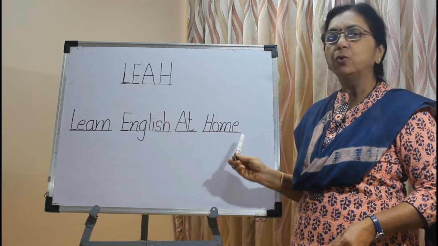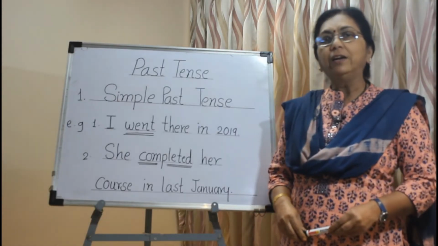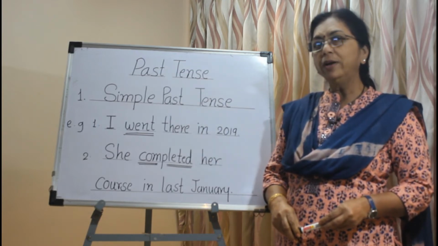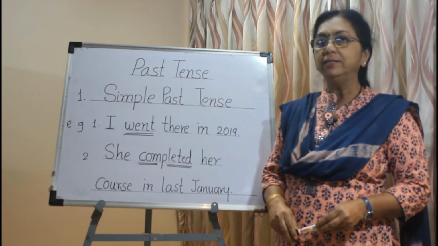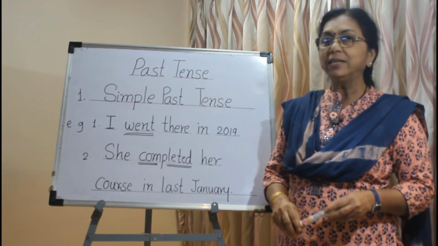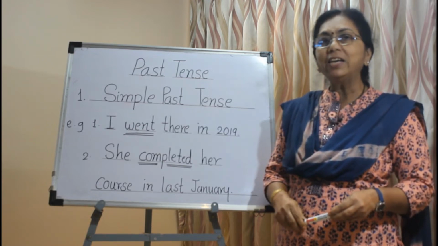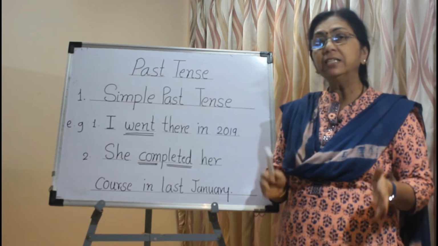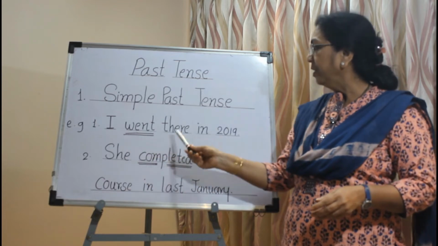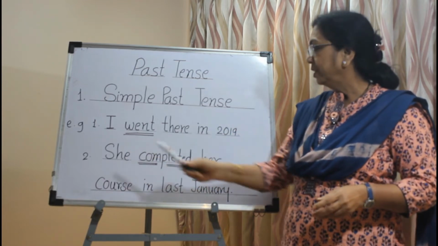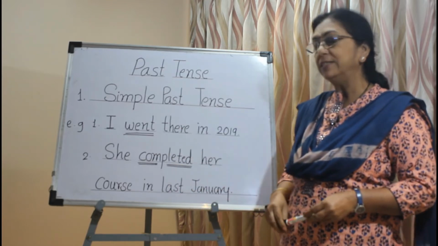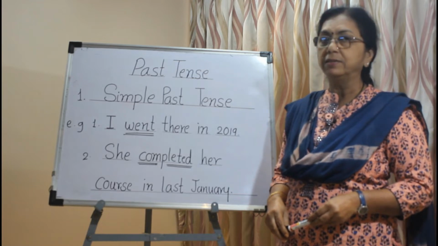Learn English at home. We are learning past tense and its types. In the previous video, we have already learned the first type of past tense, and that is simple past tense. A simple past tense is used to show the action happened or completed at a specific time in the past. See the examples. I went there in 2019. She completed her course last January. So these two sentences are in simple past tense.